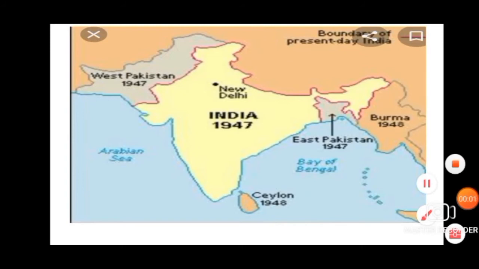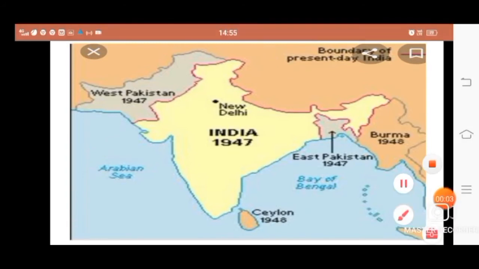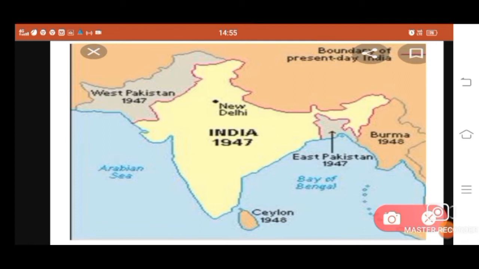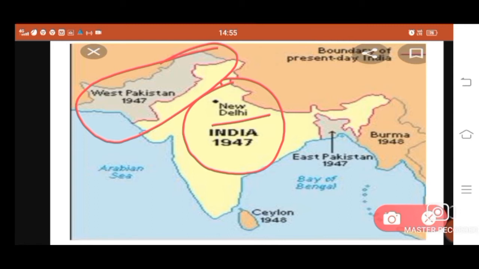On your screen, you can see the map of India according to the Mountbatten plan. India was divided and two dominions, India and Pakistan, were created. Here, with the yellow color, you can see India and its capital, New Delhi. This area was created after dividing Punjab, and this was called West Pakistan. Here also Bengal was divided and East Bengal was called East Pakistan.